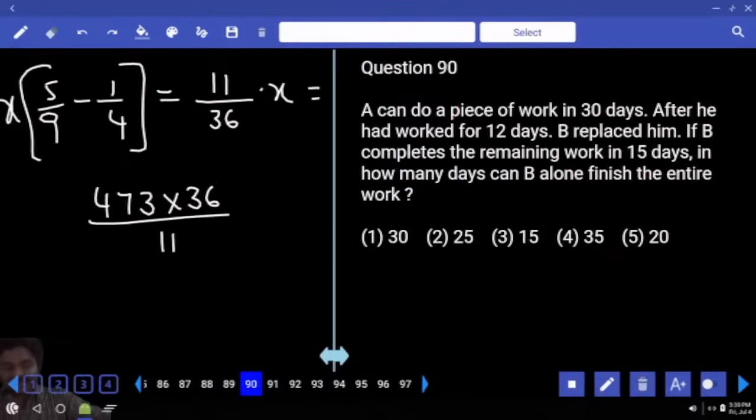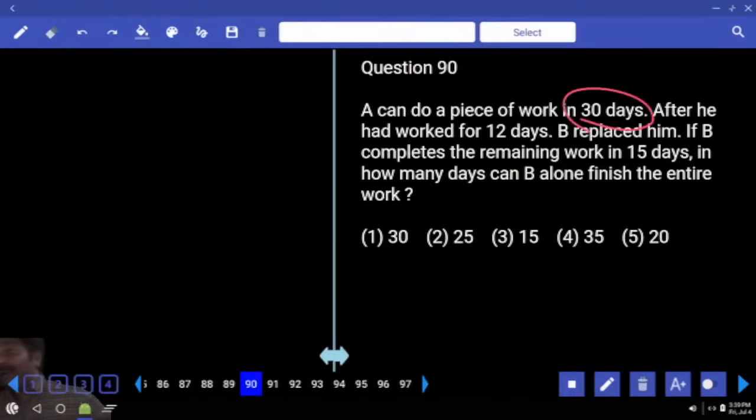A can do a piece of work in 30 days. After he had worked for 12 days, B replaced him. If B completes the remaining work in 15 days, in how many days can B alone finish the entire work? A alone can complete the work in how many days? So 100% of the work can be done in 30 days. Correct? 50% can be done in 15 days, 10% can be done in 3 days. Agreed? Come on.